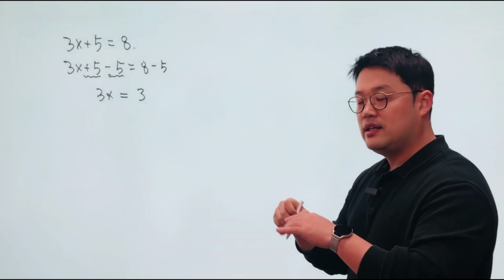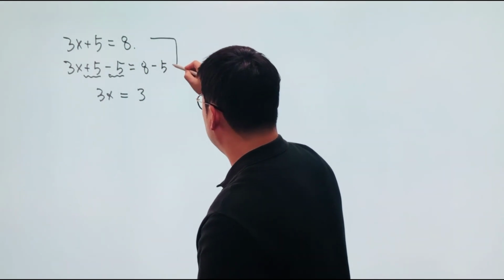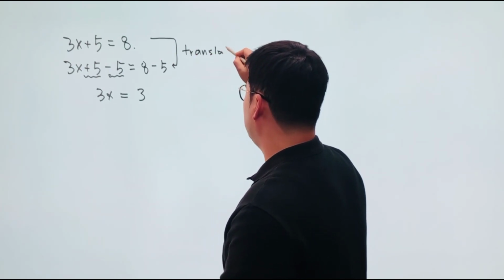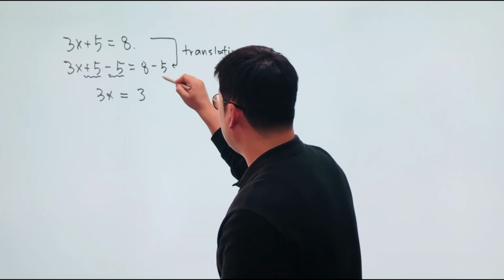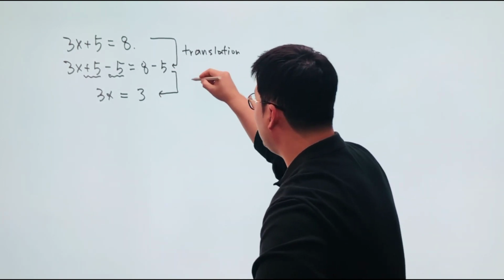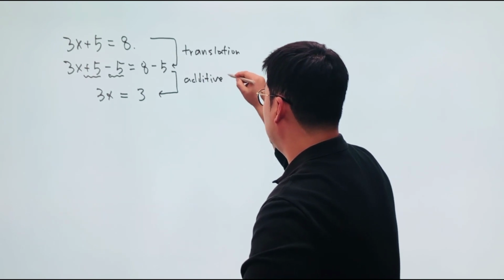Now we're using the translation property from the first line to the second. So I've been using something called the translation property. And I can go on to some simplifications using additive inverses and so on, right? Additive inverse.